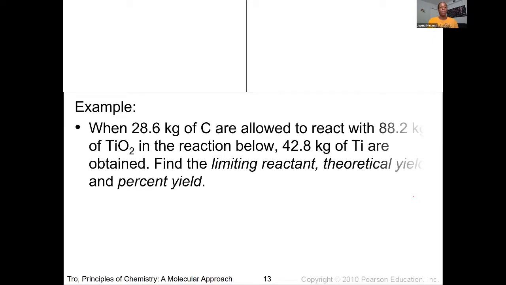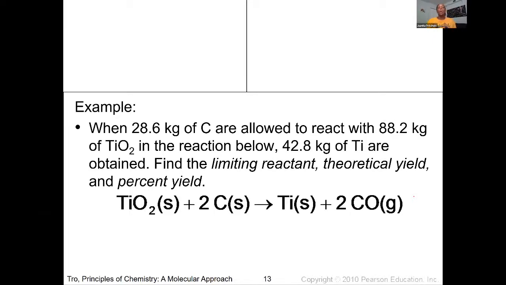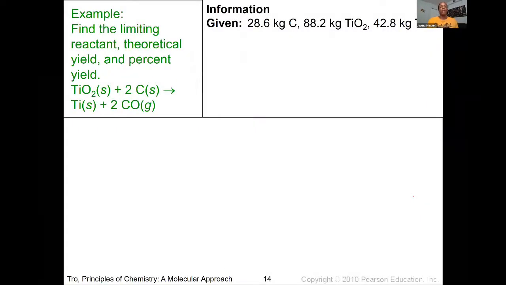And so let's try a problem here. It says when 28.6 kilograms of carbon are allowed to react with 88.2 kilograms of titanium 4 oxide in the reaction below, 42.8 kilograms of titanium are obtained. Find the limiting reactant, theoretical yield, and percent yield. Okay. And so we have the information that's provided for us.